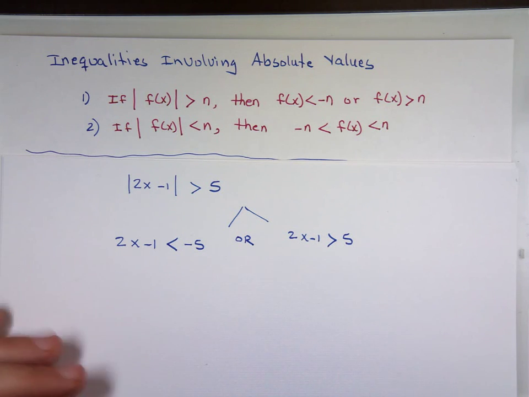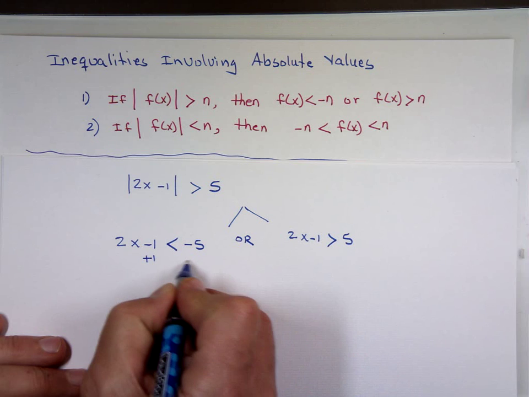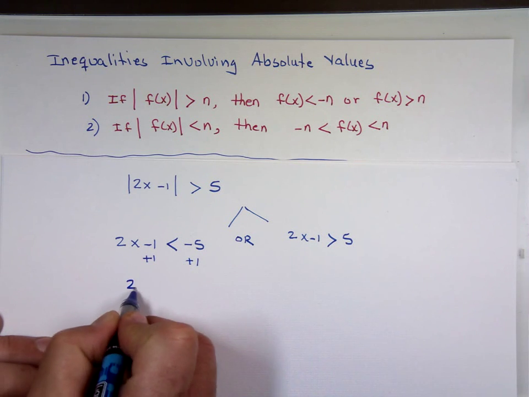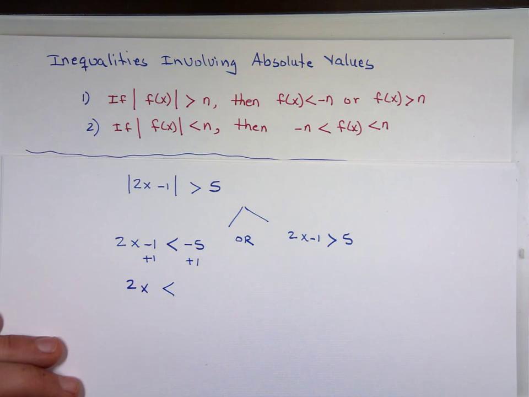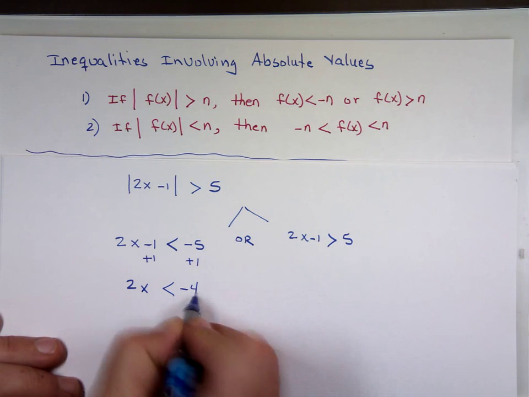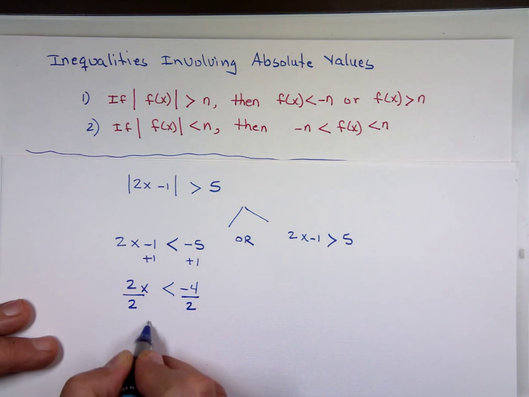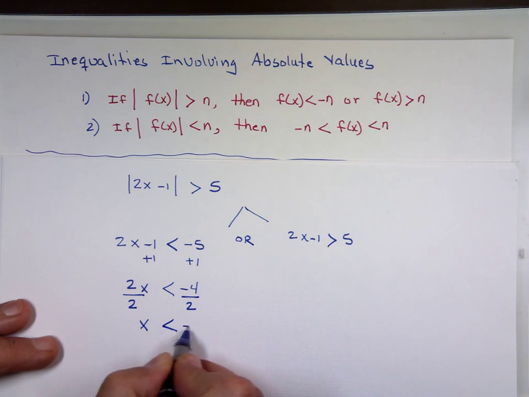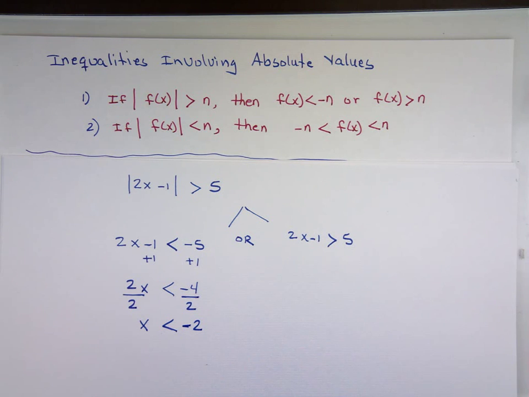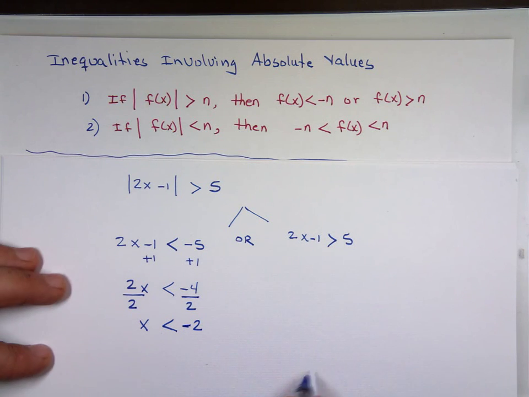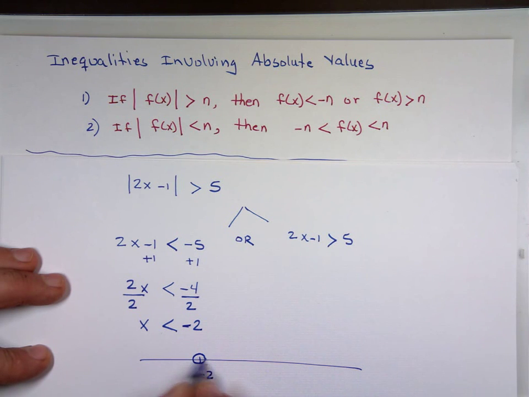Let's solve each one. Add 1. 2x is less than what? Negative 4. To solve for x, we're going to divide by what? 2. Do we switch the sign? No. Why not? We're not dividing by a negative number. This is the negative 2. It's less than.